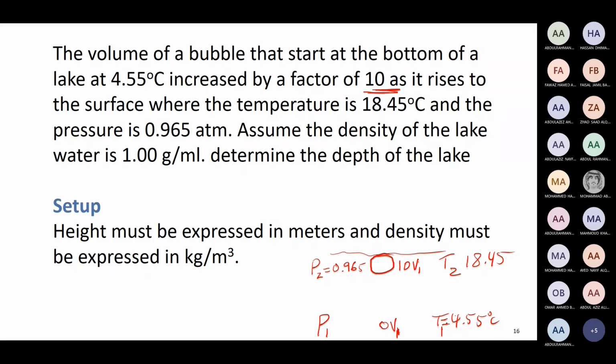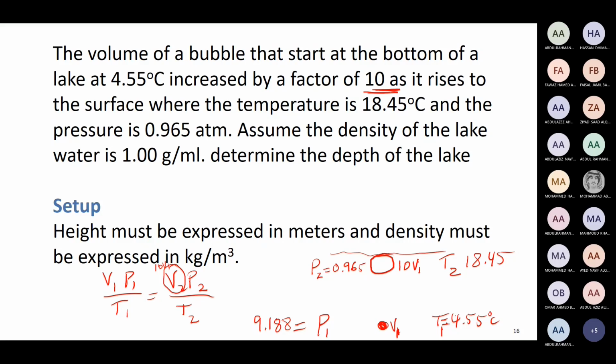Can you calculate P1? What law are we going to apply? P1 V1 over T1 is equal to P2 V2 over T2. Everything is given to you here. Don't forget to change this to 10 V1, and change the temperature. I wanted to calculate what P1 is. Go ahead. Any answer? 9.188. Exactly. That's the pressure down there at the bubble.